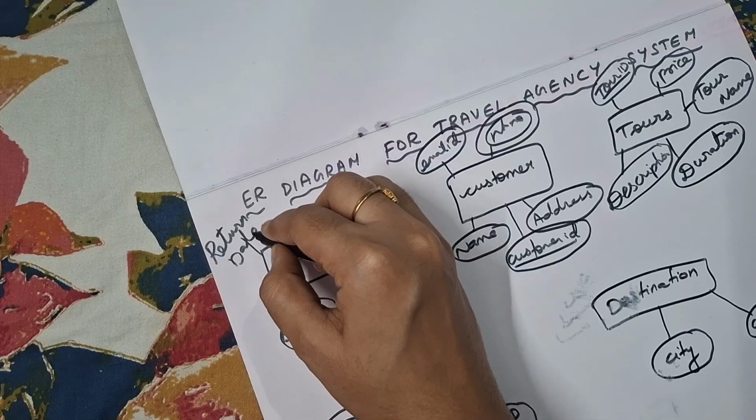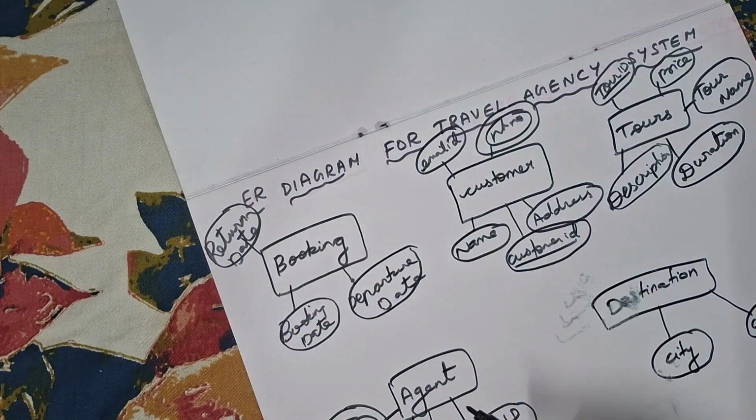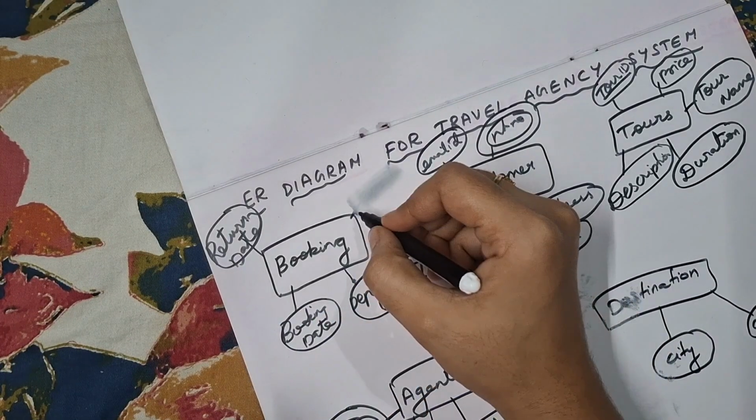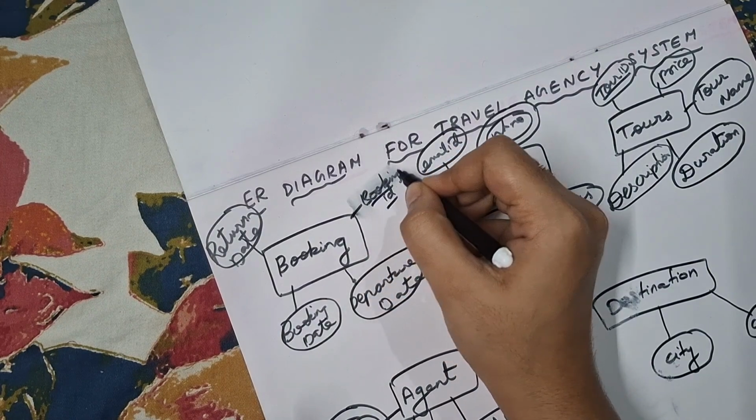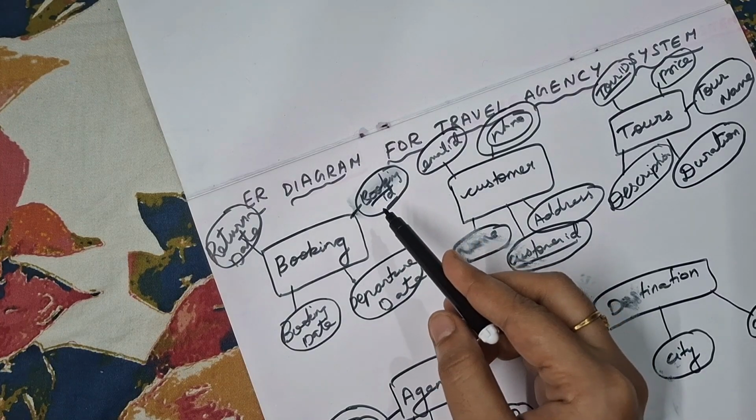Return date is the date on which I am returning back to my home from the tour. That date is known as the return date. Next is booking ID. This must be underlined and written inside the oval shape because it is a primary key.